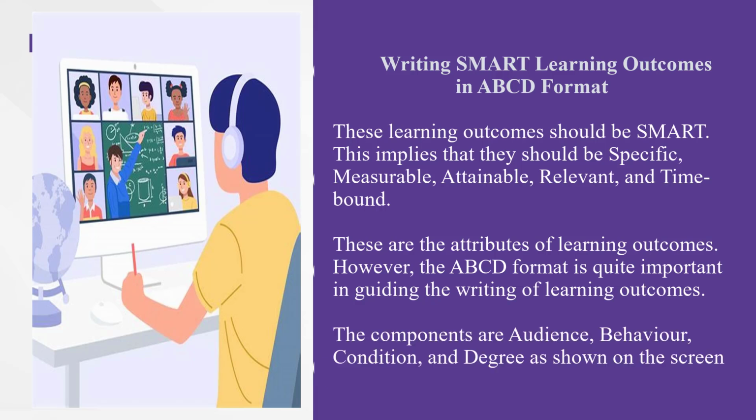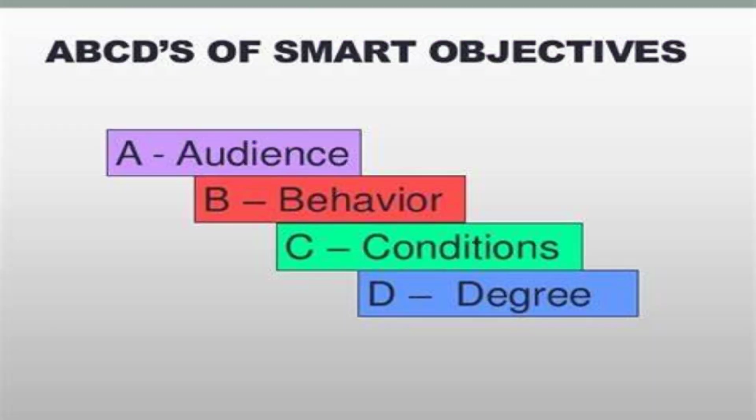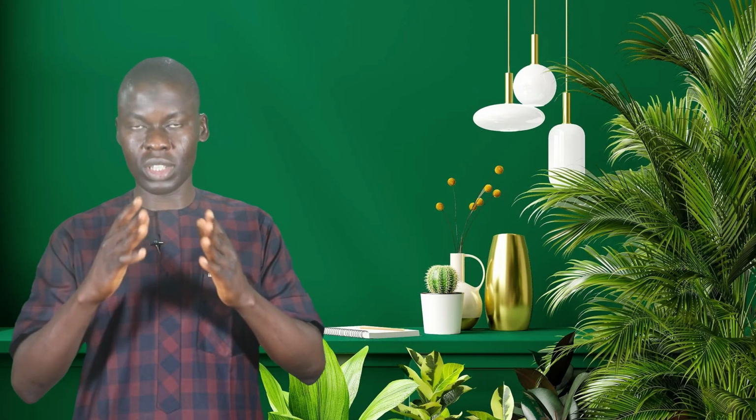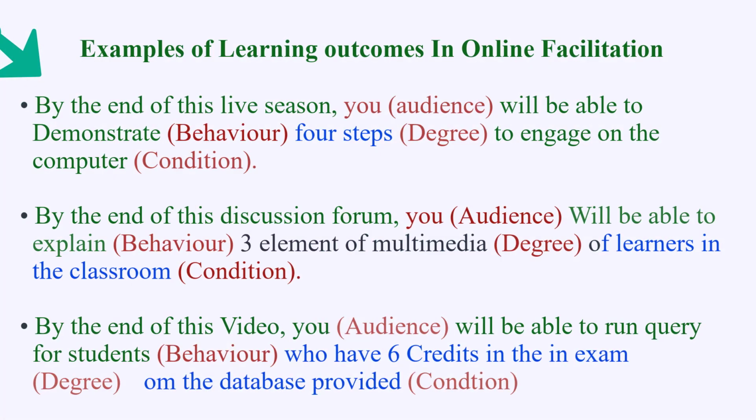The components are audience, which is A, behavior, that is B, condition, that is C, and degree, as you can see on the screen. Look at this example, for instance. You can see by the end of the live session, your audience, that is you, will be able to demonstrate 4 steps in installing software on the computer.